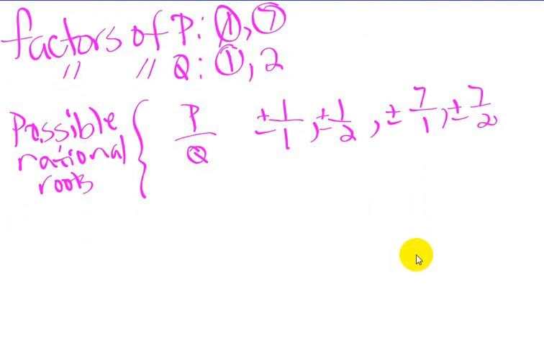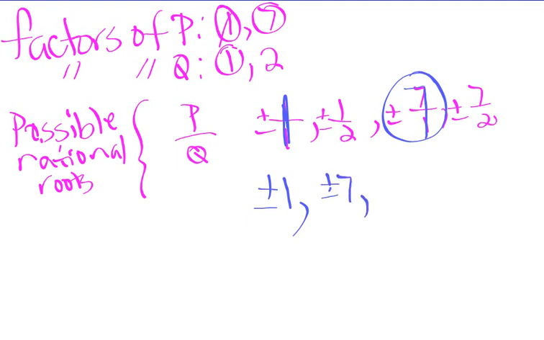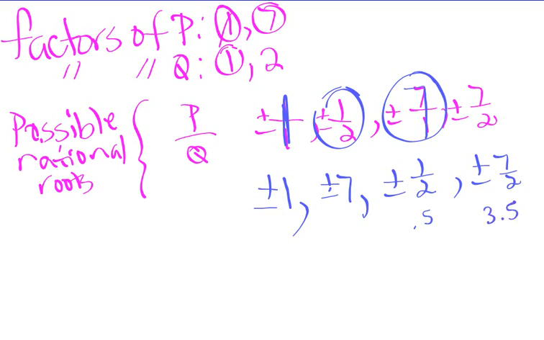Now we need to check all of these, but let's clean it up first. 1 over 1 is just 1. So this is positive, negative 1. And let's look at this one. 7 over 1 is just 7. So positive, negative 7. And this is positive, negative 1/2. And you might write it as a 0.5. And positive, negative 7/2. And you might write that one as a 3.5. Okay?